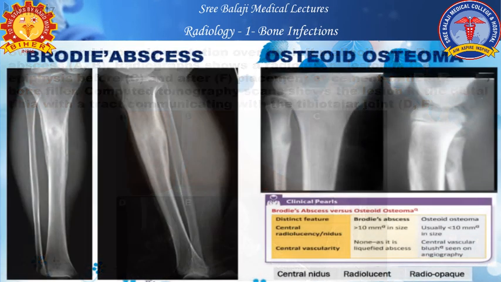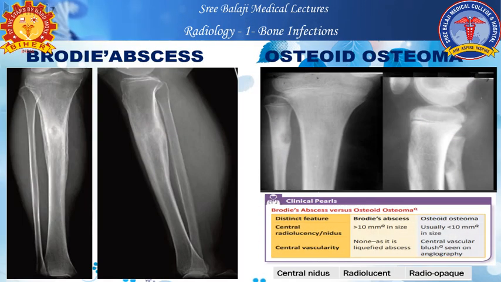Now, a case of Brodie abscess: the X-ray shows a sclerotic rim with a radiolucent area, and this has to be differentiated from osteoid osteoma. How do we differentiate this? Brodie abscess normally can cross 1 centimeter in size, whereas osteoid osteomas are less than 1 centimeter. And in Brodie abscess, the center is radiolucent. In osteoid osteoma, the center is radio-opaque or radiodense.